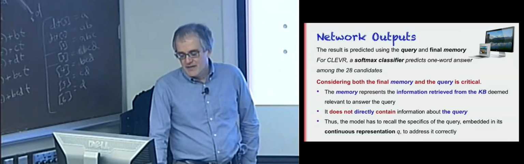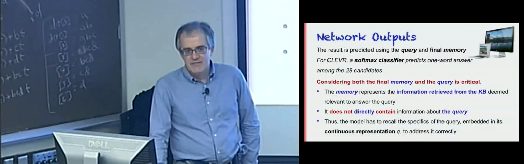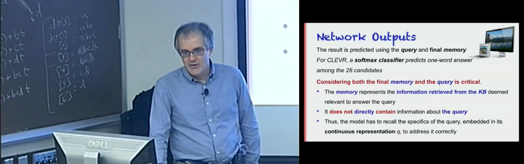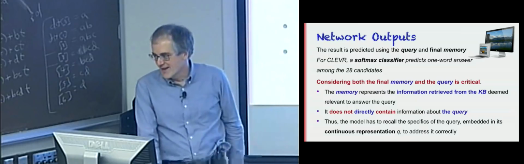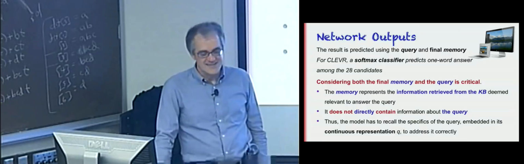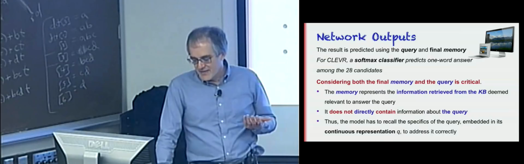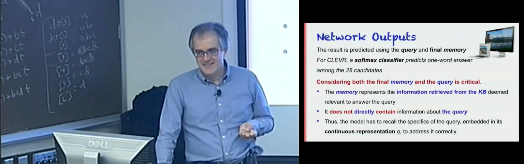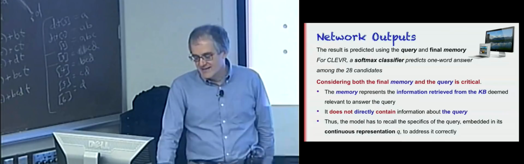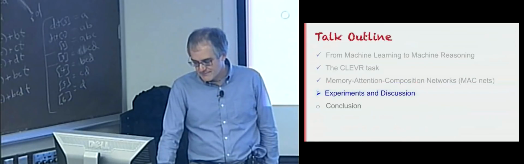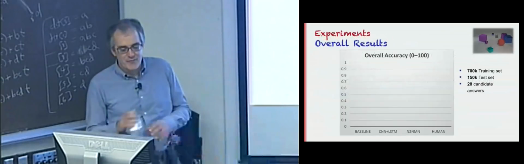So in particular, the query is never directly fed into the memory. The query gets fed into the control, and the control sort of determines how the read and write units act. It tells it sort of where to look in the knowledge base, but it never actually gets itself fed into the memory. And we could argue about whether that's a defect or not of the current design, but it does effectively mean that the memory doesn't directly contain the contents of the query, and so it is necessary for good performance to sort of put the query into the final classifier.